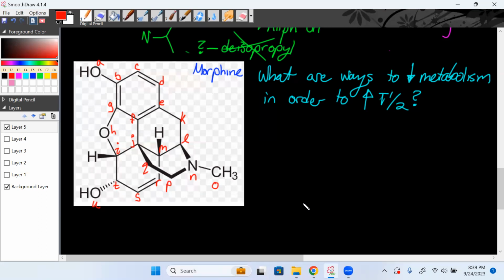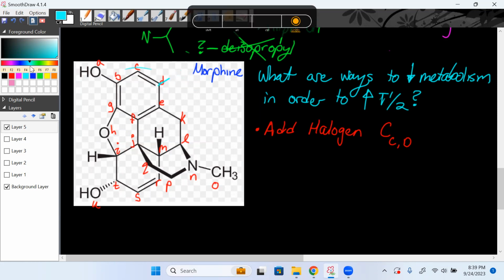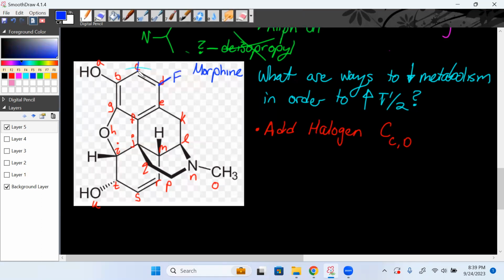I saw add halogens to carbon C or D, I would 100% agree. So one of the potential metabolic pathways is aromatic hydroxylation. So putting some fluorine, that is totally a potential.